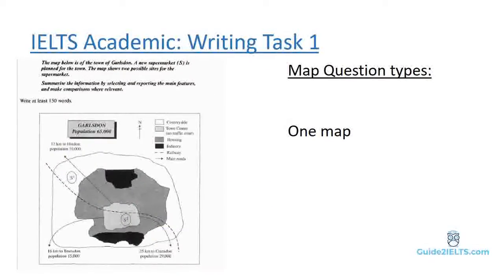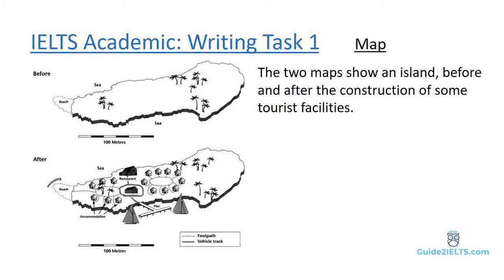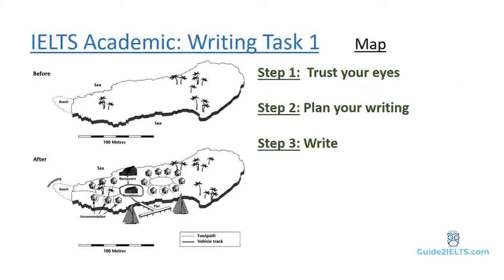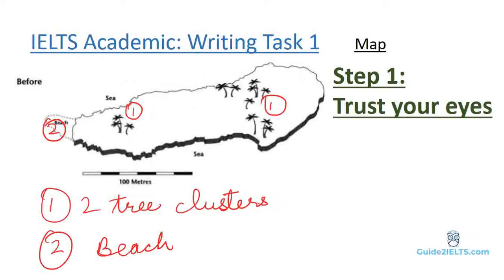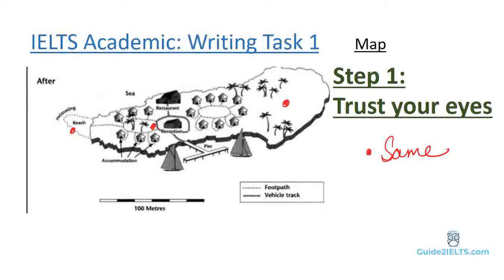In this video, we'll write a sample report for these maps. We follow the same three steps that we follow in the other reports. Step 1, trust your eyes. Step 2, plan your writing. Step 3, write. In this case, just by glancing at the maps, we see that the first map is more or less bare, with two clusters of trees at the eastern and western ends. Also, there's a beach at the eastern end. The map after development shows cottages and buildings and paths. The trees and beach seem to be exactly the same though.